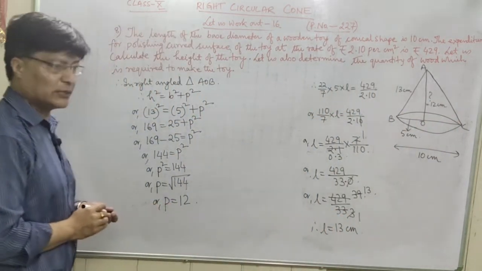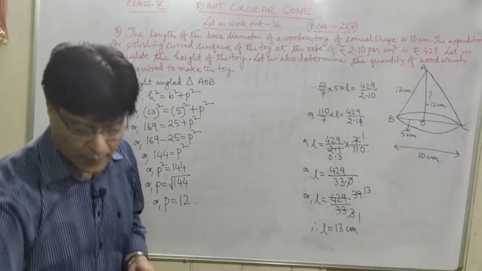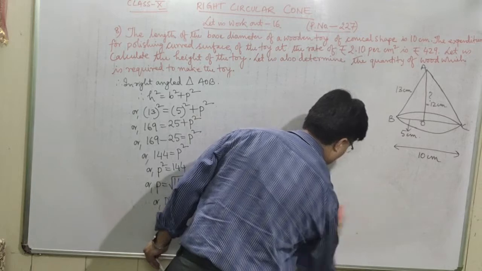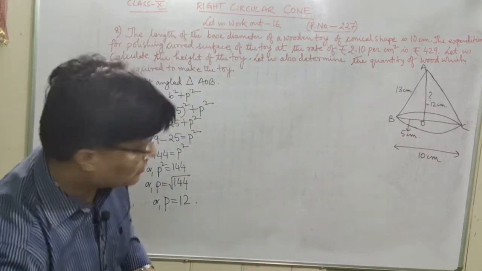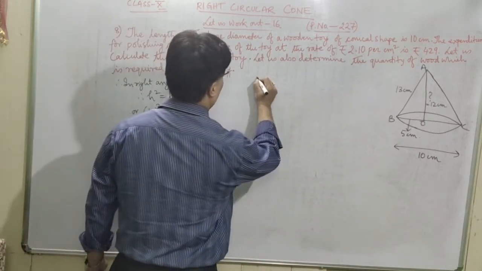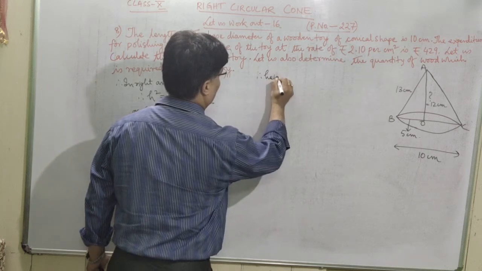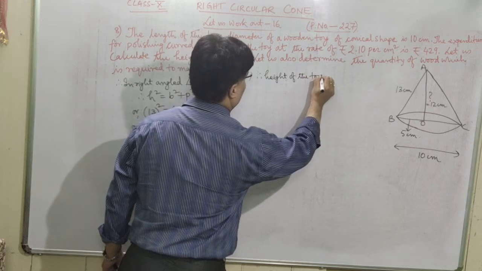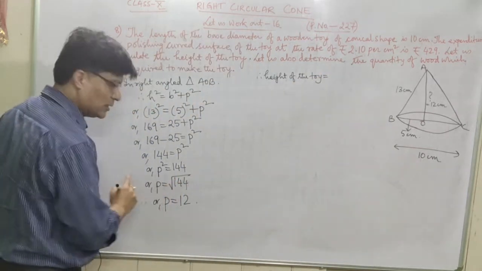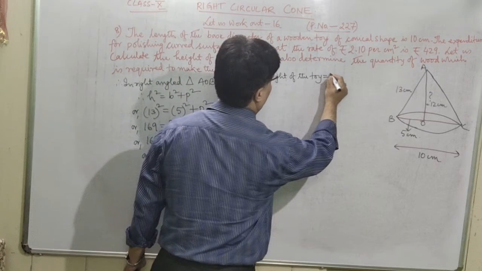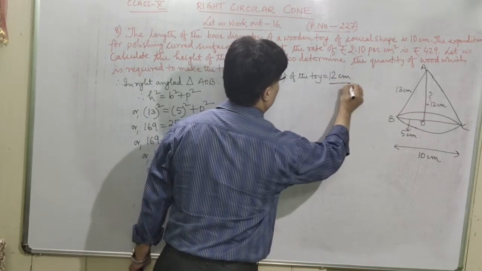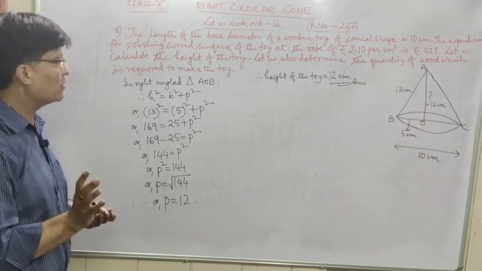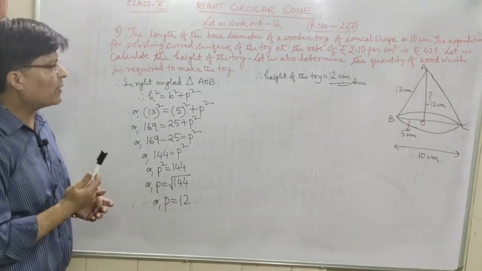So I think you have understood it. Okay. So let us write here height of the toy. So therefore height of the toy is equal to, how much is it? It is 12 centimeter. So height of the toy is equal to 12 centimeter. This is the answer for the first part. So I think you have understood it. So let us do the second part.